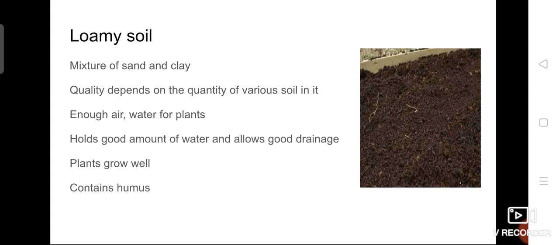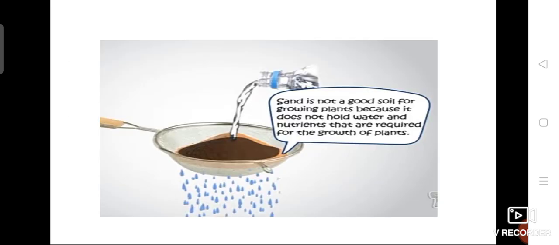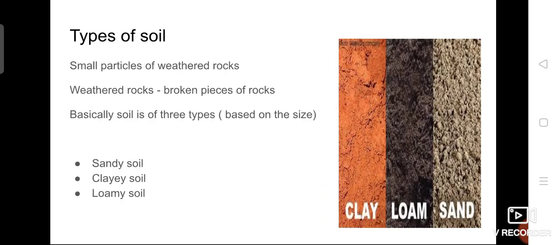And it also contains humus. Humus means what? The dead remains of plants and animals. It is also rich in minerals, so it is very fertile, which makes the soil more fertile. Okay, compared to the sandy soil and clay soil, loamy soil is advisable for the growth of plants. Have you understood? So I once again repeat, there are three types of soil: sandy soil, clay soil, loamy soil. Sandy soil you can see in seashores, riverbanks and desert regions.